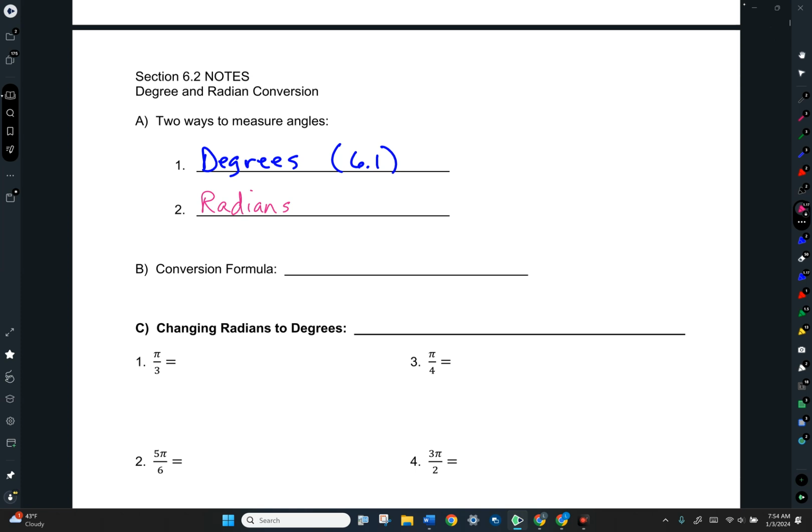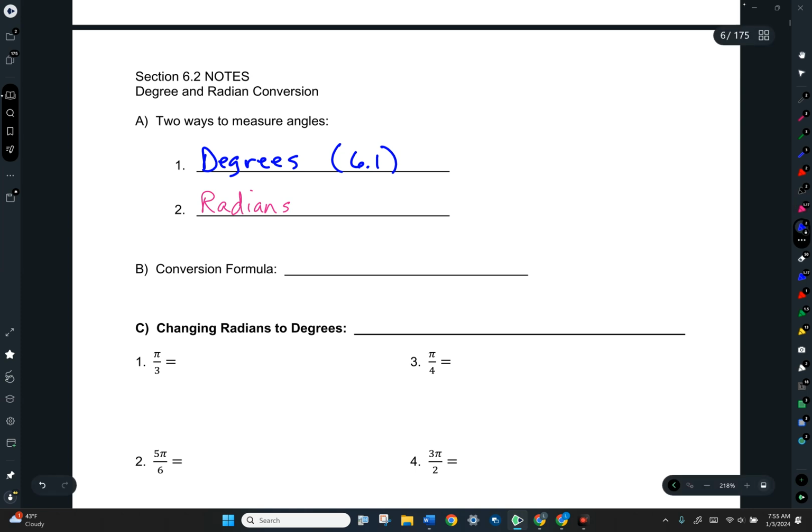And don't be confused by this. It's kind of like measuring the temperature outside. You have Fahrenheit, but if you were in Europe, say, you would use Celsius. So it's just two different forms of measurement, and we use both.